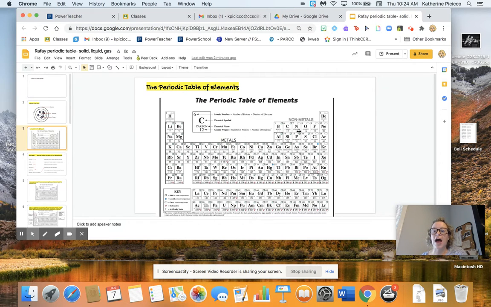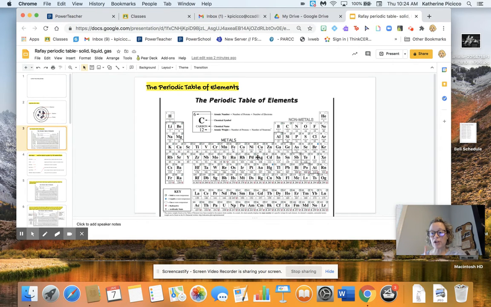So you've probably heard of oxygen. It's what we breathe in, right? That's on the periodic table. You've probably heard of salt or sodium, right? Na. A lot of different things. Gold is on the periodic table, a lot of different things.